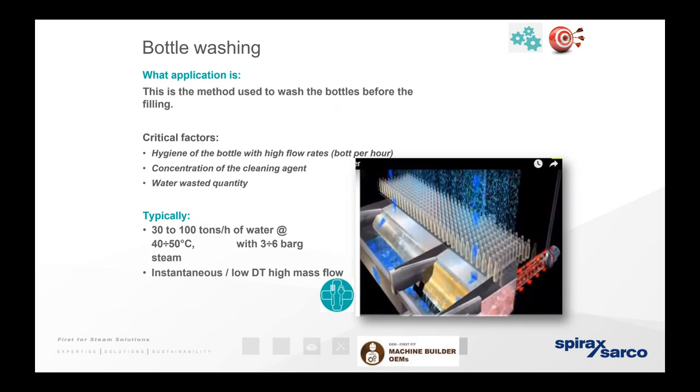Bottle washing. Again, we would use it for bottle washing. This is the method used to wash the bottles before filling. Especially in Africa in general, I believe we tend to reuse materials more than, say, the Western world. I noticed KBL places, big breweries, they tend to receive their bottles back, rinse them, wash them, remove the stickers, reuse them. Critical factors: hygiene of the bottle, so you need a high flow rate, concentration of cleaning agent again, and water wasted quantity. We don't want to waste, we want to save as much water as possible. Typically between 30 and 100 tons of water.